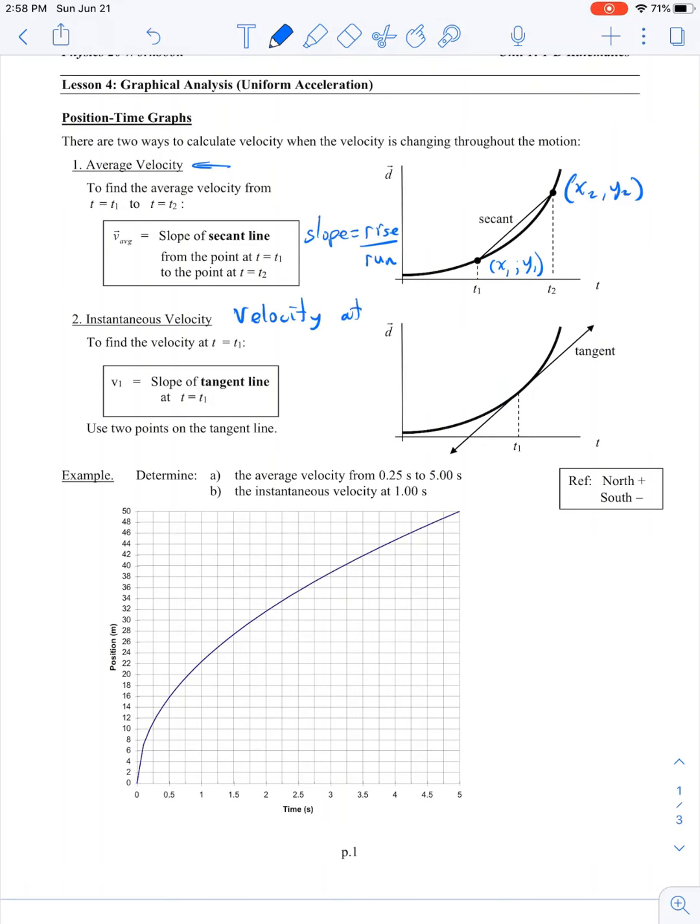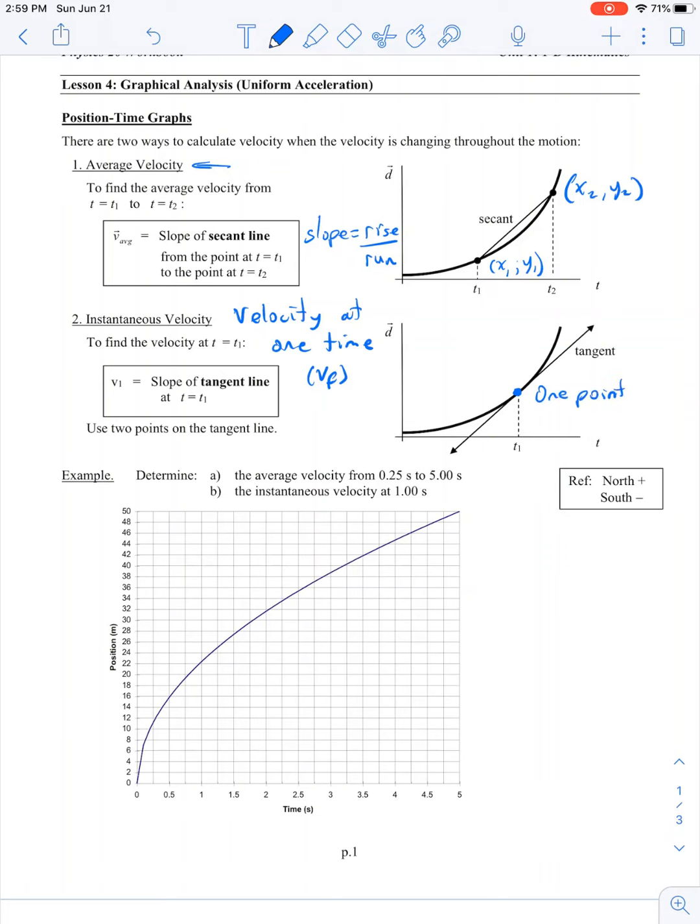We know that when an object is accelerating, its velocity is continuously changing. So we want to be able to figure out what its velocity is at one time. We often refer to this as the final velocity in a question, but it doesn't necessarily have to be. So this instantaneous velocity is the velocity of what we call a tangent line. A tangent line is just a line that touches the curve at one point only. There's only one point where it touches.